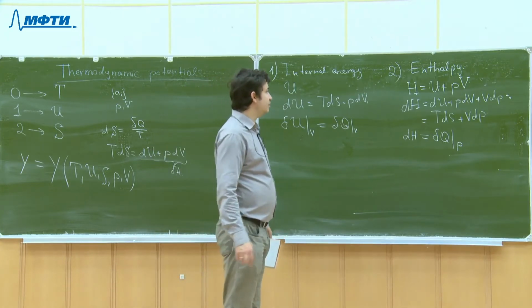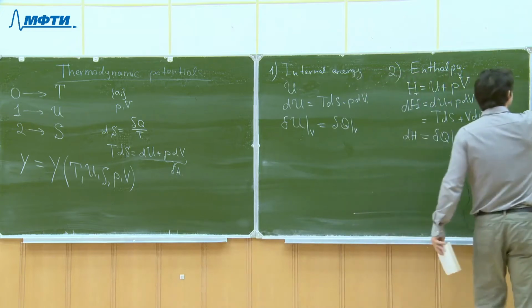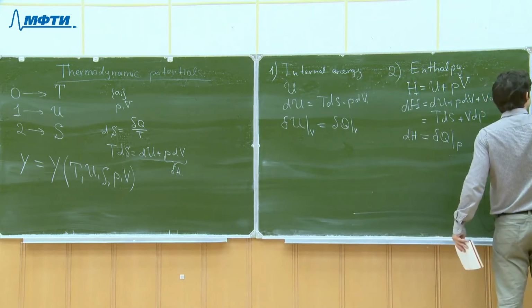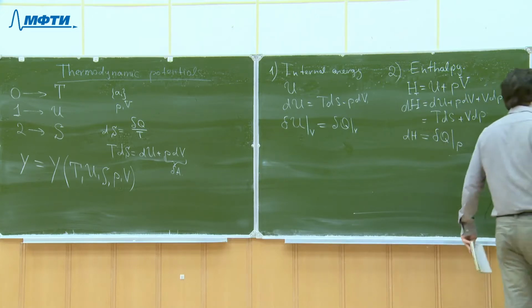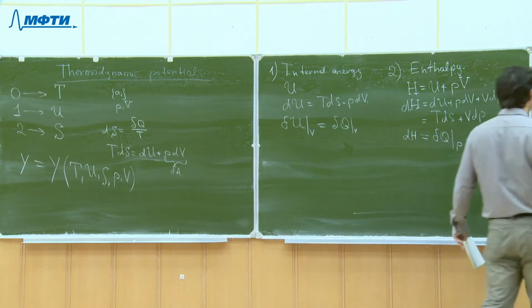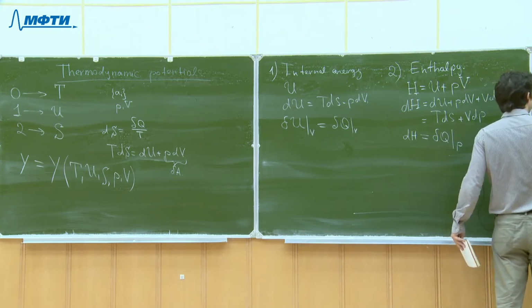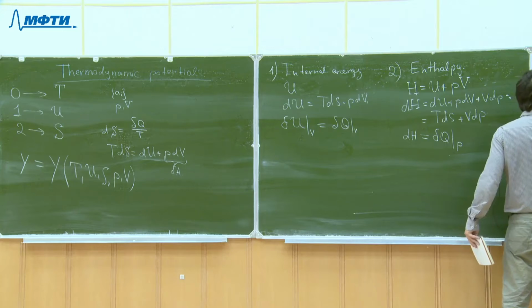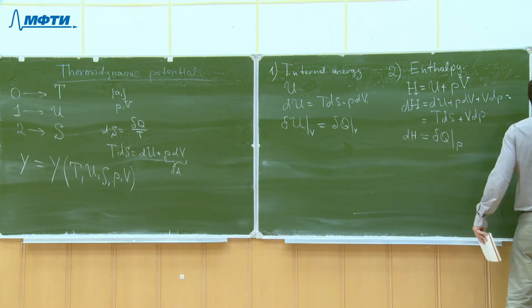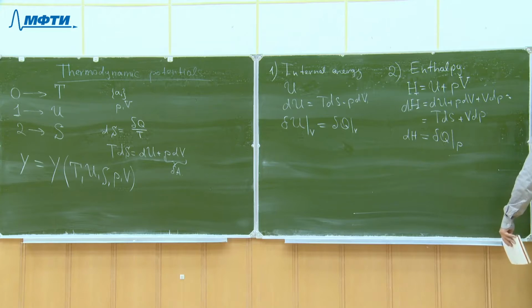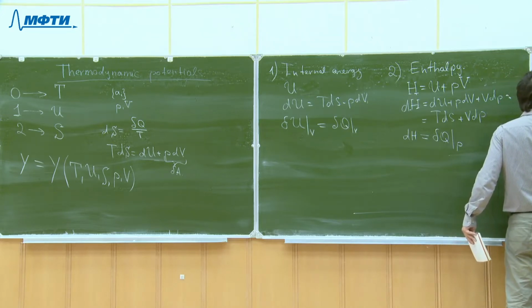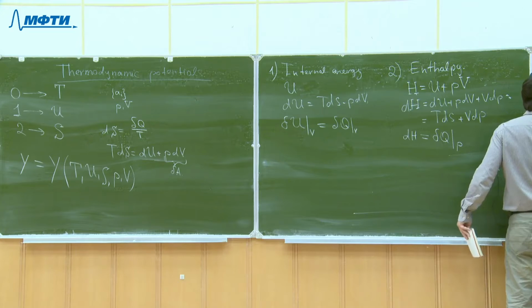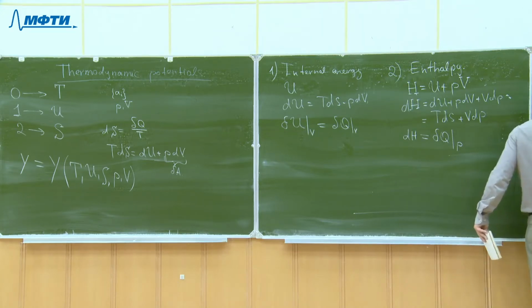Okay, that's not the only one. The third one is called free energy. Well, it actually has lots of different names. One of them is free energy. The other one is Helmholtz free energy, or Helmholtz potential.